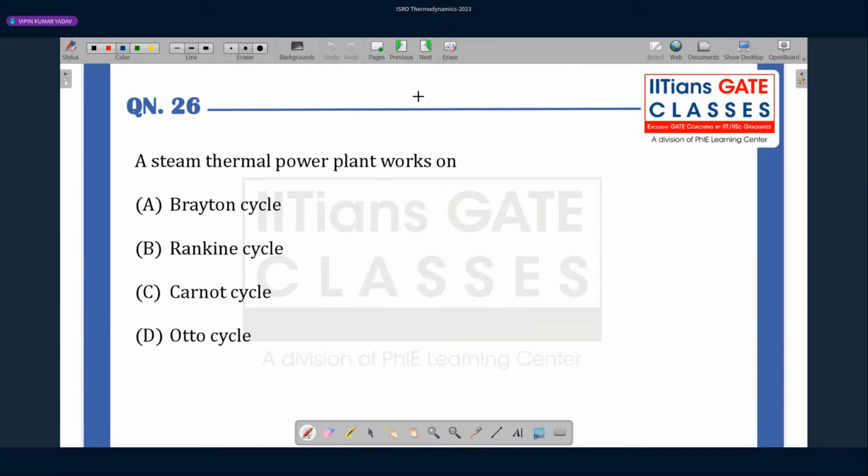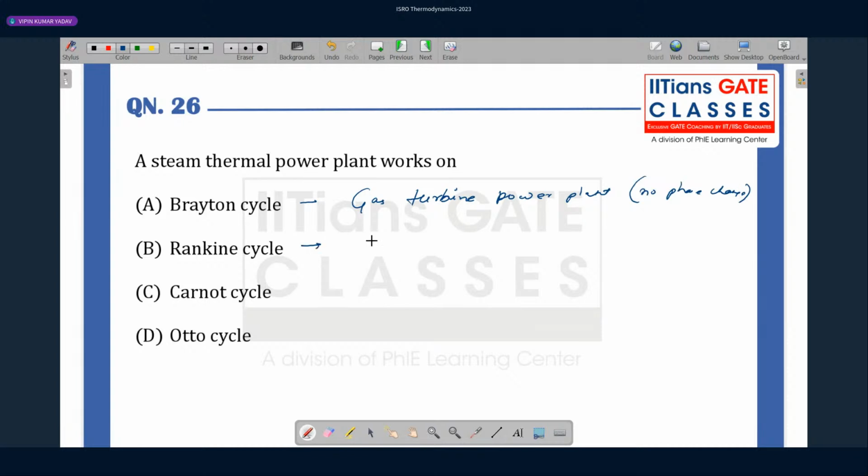So, a steam thermal power plant. Now tell me one by one. What is the power plant that works on the Brayton cycle? The Brayton cycle is basically a gas turbine. It runs a gas turbine, so basically the phase does not change. It remains a gas turbine power plant. So the Brayton cycle runs a gas turbine power plant, with no phase change.